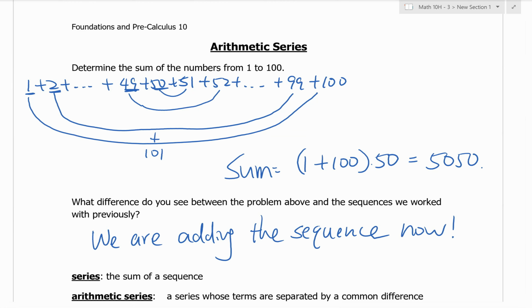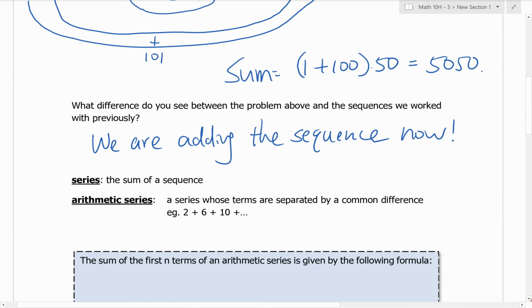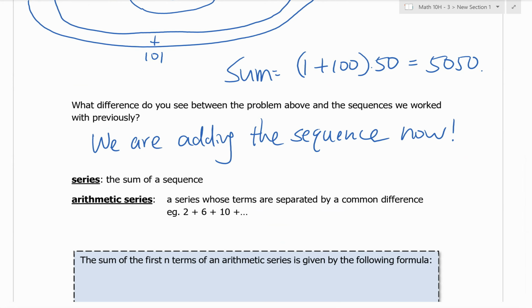And that's really what a series is. A series is the sum of a sequence. Okay, so in particular, we're looking at arithmetic series. So as you can imagine, it will be a series of an arithmetic sequence. Here's the example: 2 plus 6 plus 10 plus 14 plus and so on. Okay, so the arithmetic series is the sum of an arithmetic sequence.